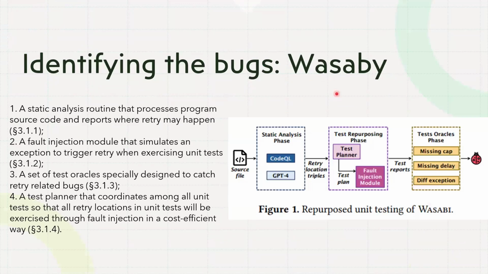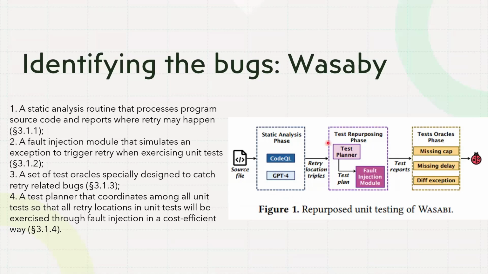So they introduced the solution, Wasabi. It's a way to identify these errors. It consists of several steps, one of which is static analysis using CodeQL and a GPT-4 large language model. With this static analysis phase, they identify the locations of possible retries.